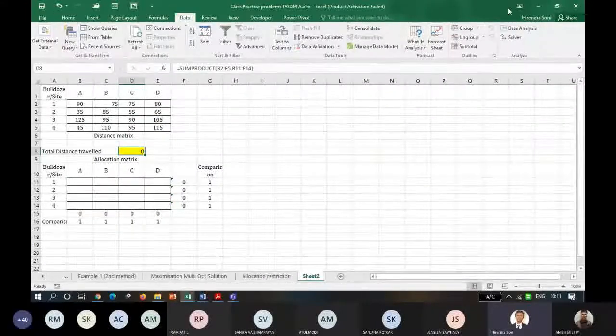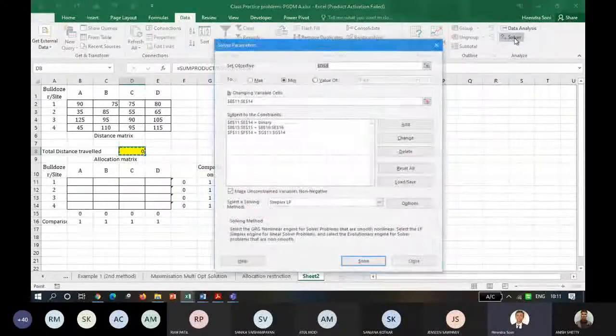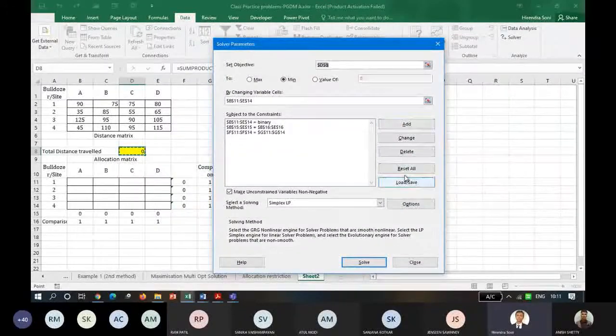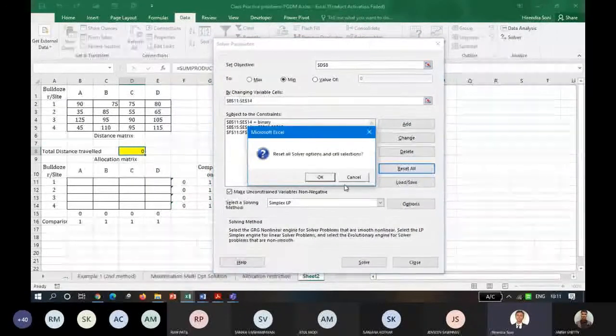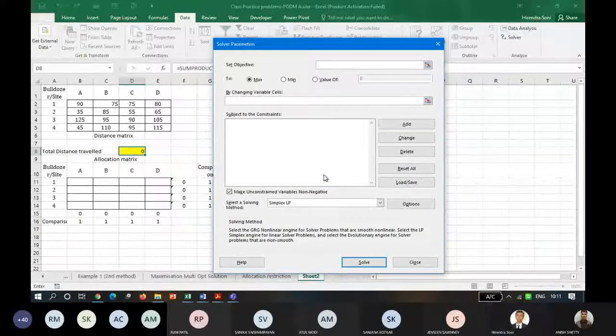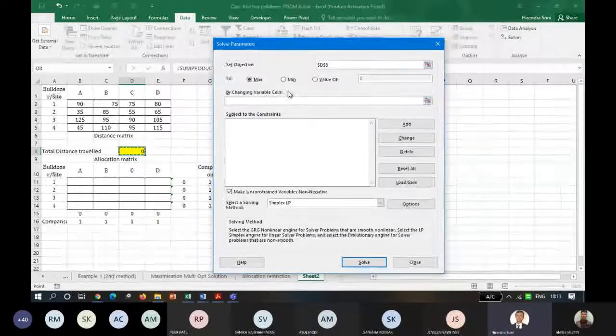After that we'll click on data, we'll go to solver. I'm just removing all the earlier values, so I'll just reset all. Everything is gone. Okay, my objective function would be this cell. Okay, objective is to minimize. By changing variable cells, the values in these cells are to be changed. Excel वो सबको change करके देखेगा.